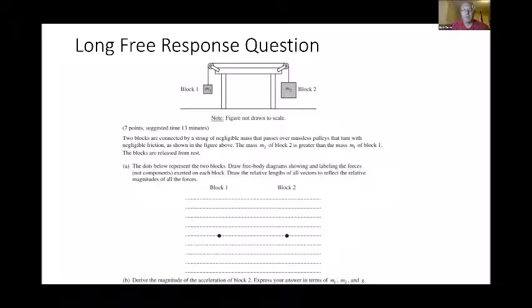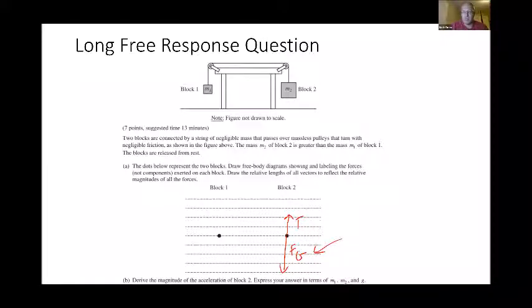So on block 2, the force pushing down on block 2 is the weight of block 2. I'm going to label that as FG. And then the force acting up on block 2 is the tension in that rope. Well, we know that the tension in the rope is less than the weight of block 2 because block 2 is bigger than block 1, which means when you let this go, block 2 is going to accelerate down, and block 1 is going to accelerate up. So that means that this force has to be greater than this tension force. So that's the main thing, that you show that FG is longer than T.